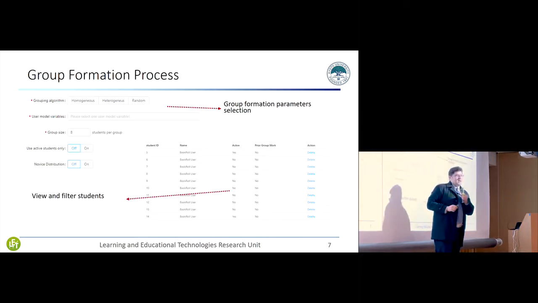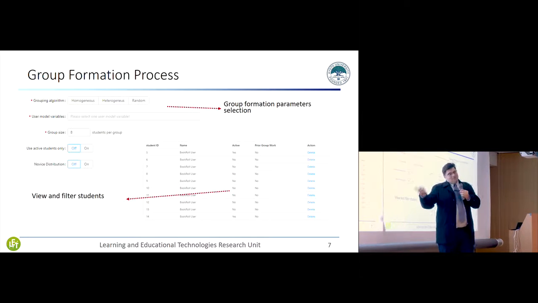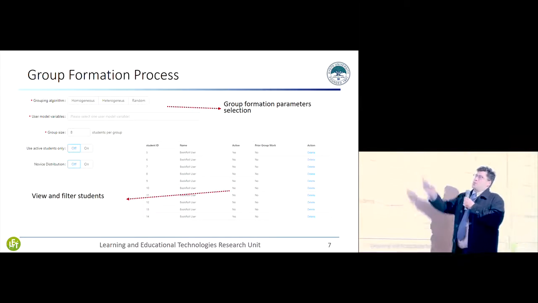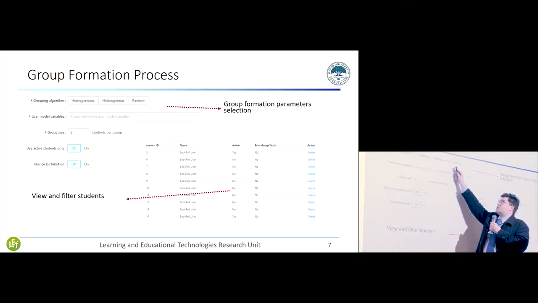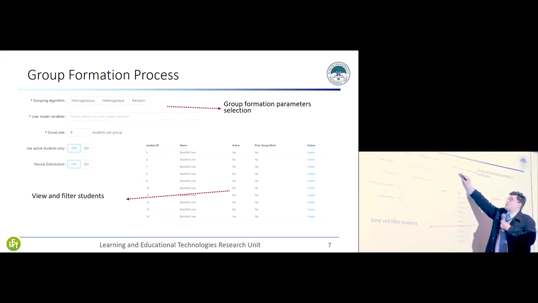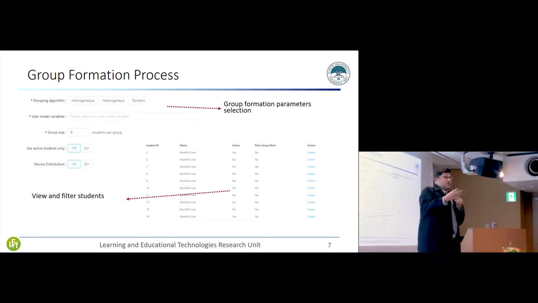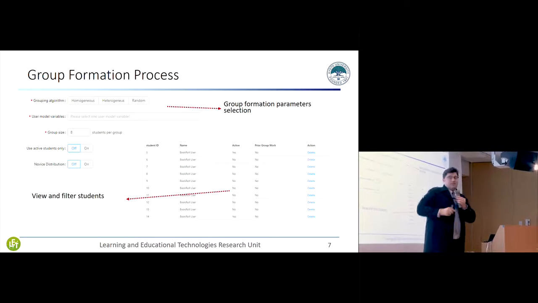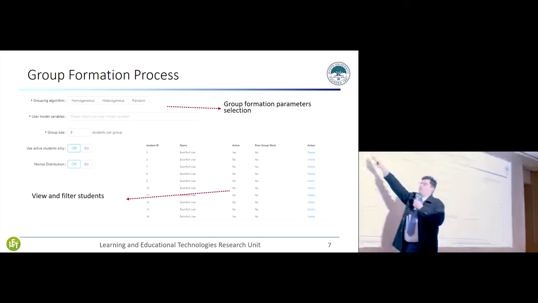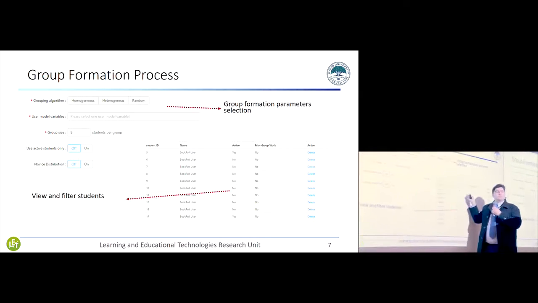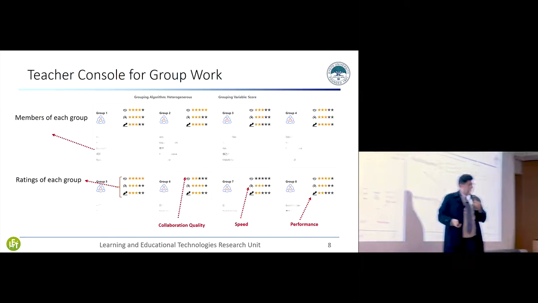In any case, back to the concrete stuff now. We created a group formation tool. We can choose grouping algorithms: homogeneous, heterogeneous, random. We can choose user model variables. These are stored in the analysis database. And these variables draw from a huge amount of data, and there are some algorithms that process this data, so we can have these very nice variables. Teachers define group size and some other parameters and choose the students who will participate in group work.